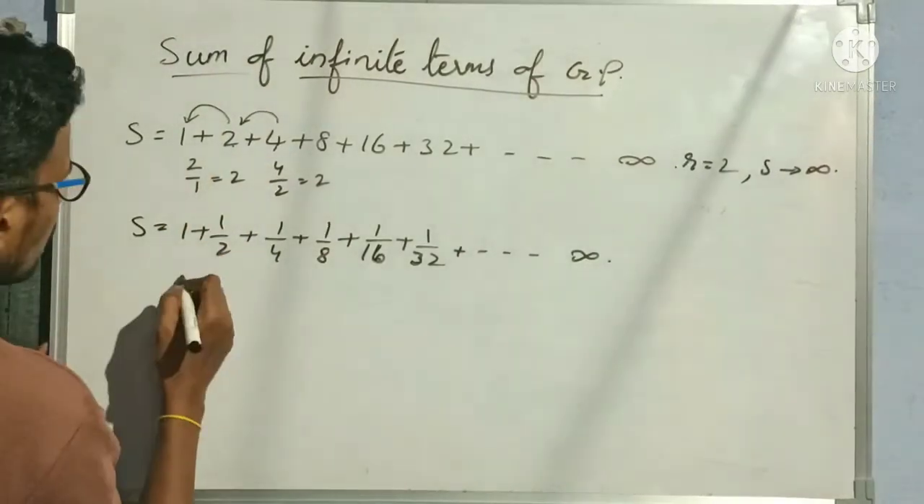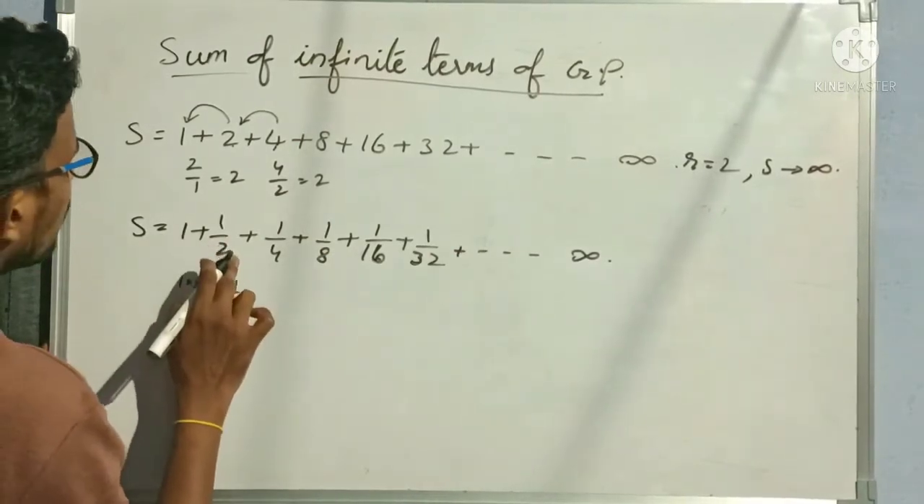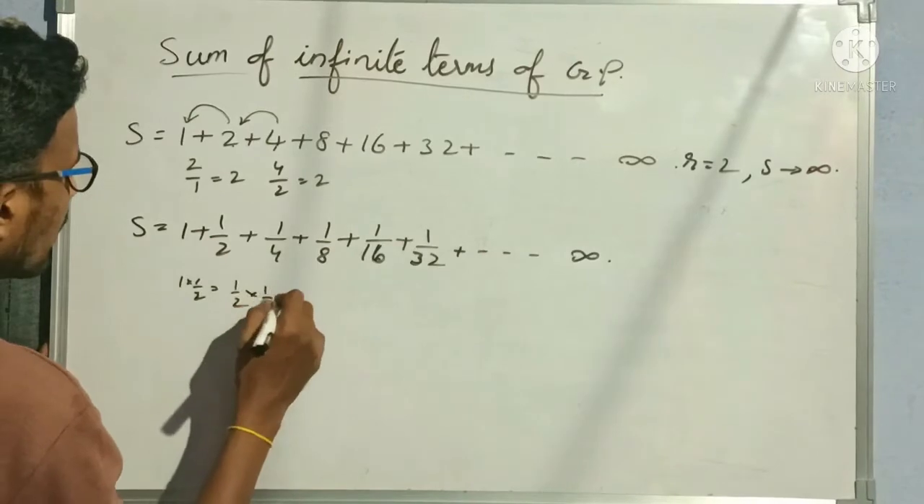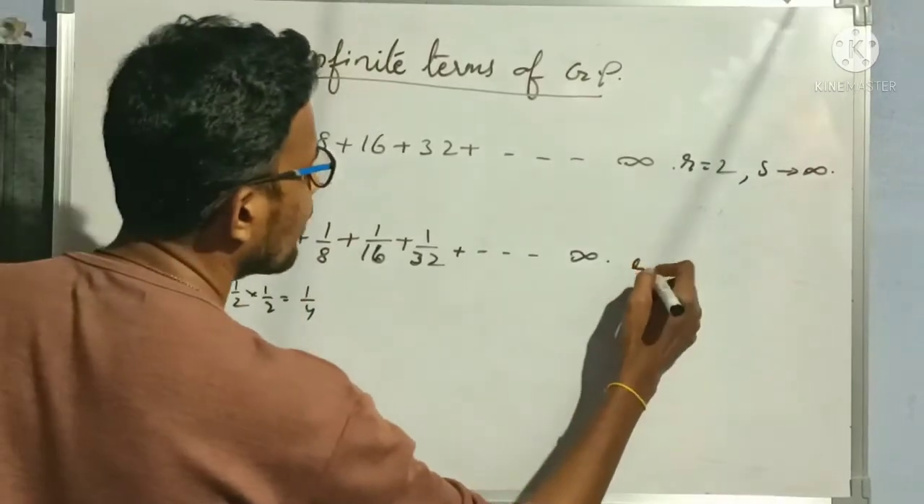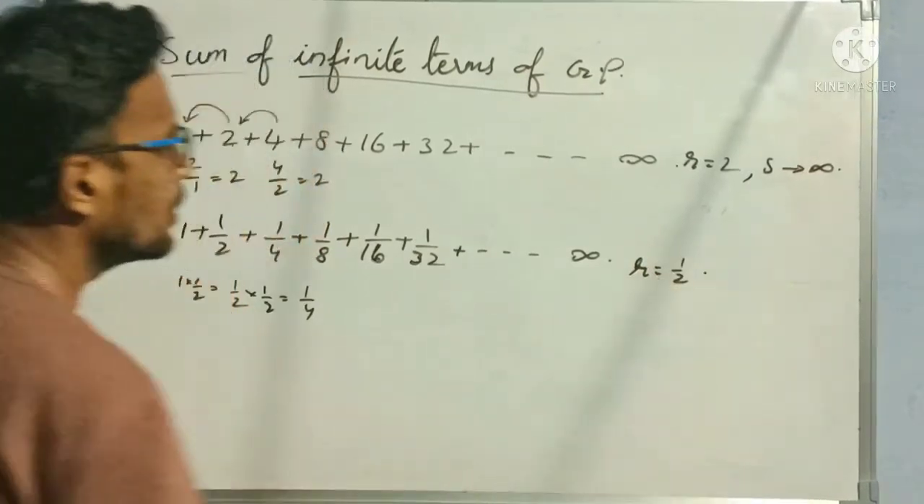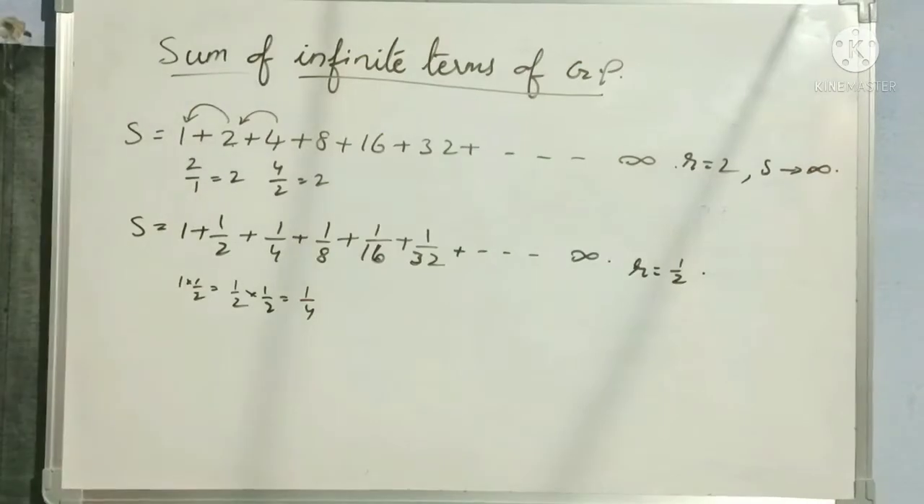Clearly we know that 1 into 1 by 2 is equal to 1 by 2, right? If I multiply 1 with 1 by 2, I am getting 1 by 2. Again 1 by 2 into 1 by 2 is 1 by 4, right? So here my R is equal to 1 by 2.